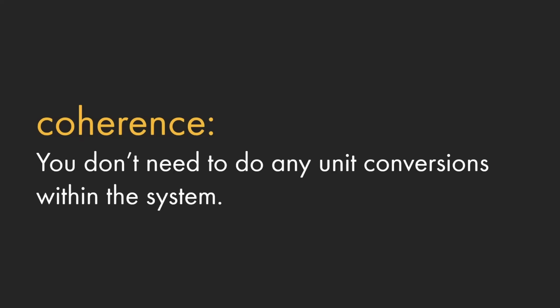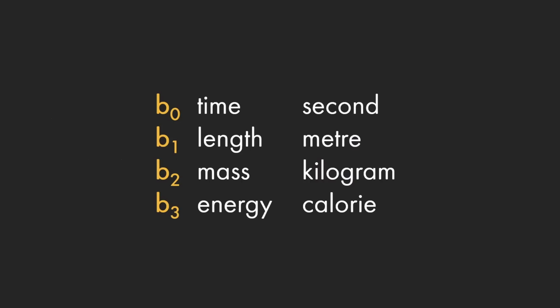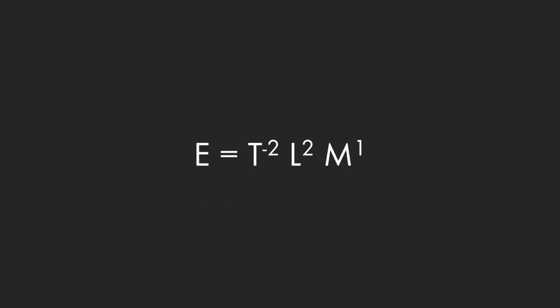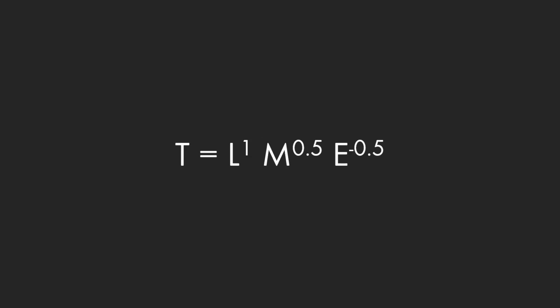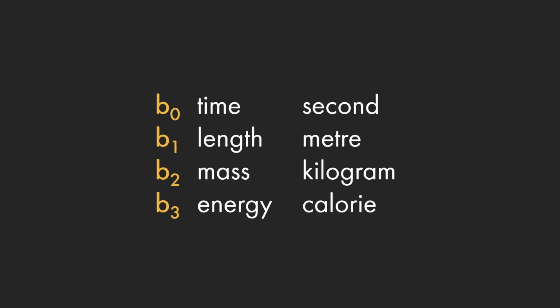This is a better definition, but it's still not perfect. Consider a system that looks like this, where we're defining base units for time, length, mass, and energy. This is a problem because energy can already be derived from time, length, and mass. Or if you want to be symmetric about it, you can say that time can be derived from length, mass, and energy, or something like that. The point is that if you have 3 of these base units, you can always derive the other one.